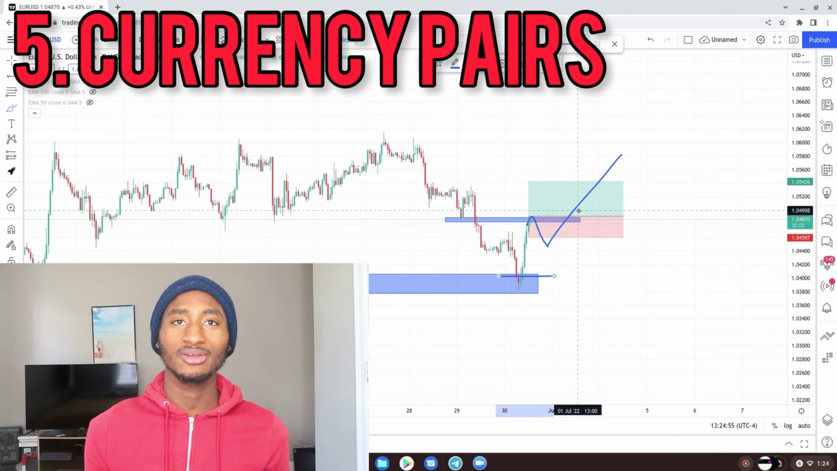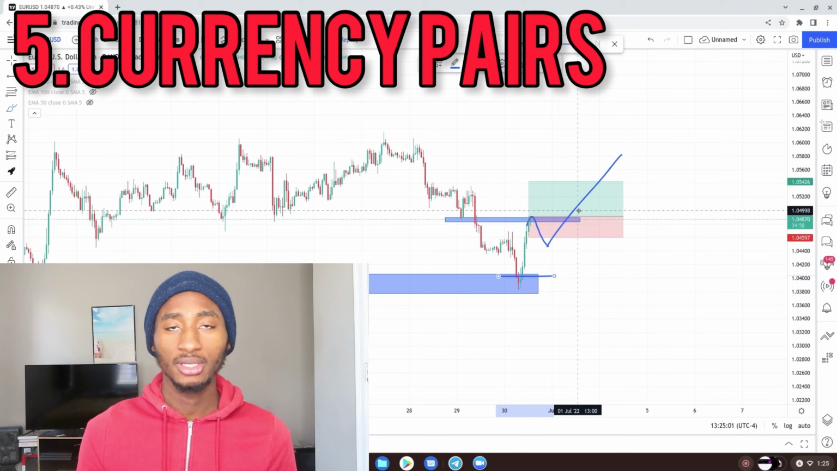But don't trade too many currency pairs. If you want to be a swing trader and you're new, I say trade 5 currency pairs. If you want to be a day trader, I say maximum 2 currency pairs. If you're a scalper, I say maximum 1 currency pair.